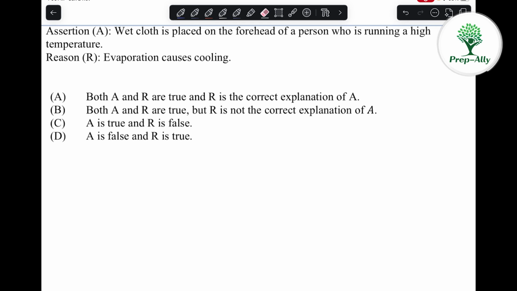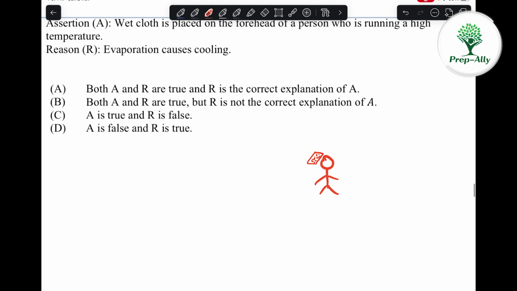Wet clothes are placed on the forehead of a person. So I have a person. He is feeling very feverish, which means his temperature is very high. So I'm going to place a wet cloth. What is meant by wet cloth? A wet cloth has a lot of water molecules. What happens to this person if I place a wet cloth? The water molecules present on this cloth are going to absorb the heat. This is the skin of, let's say, this boy.